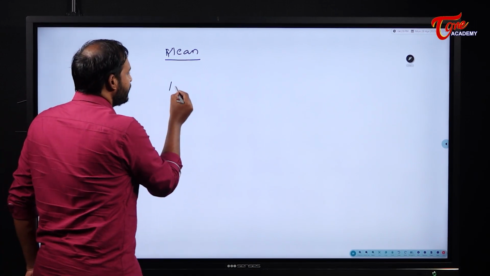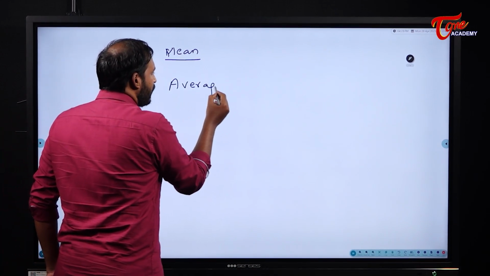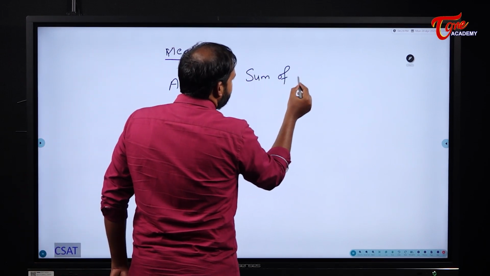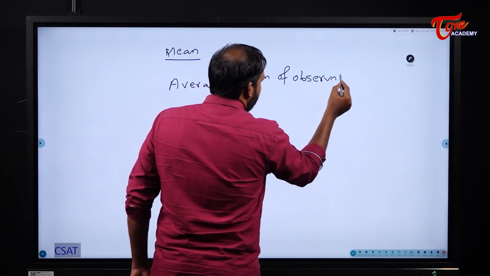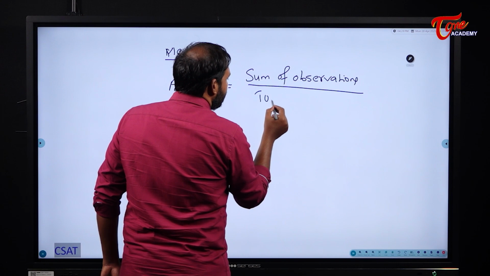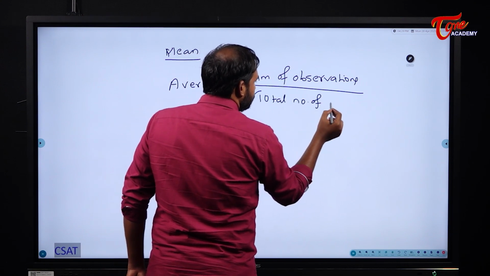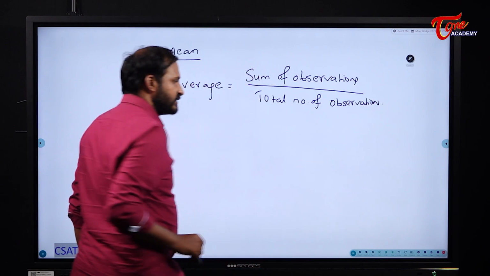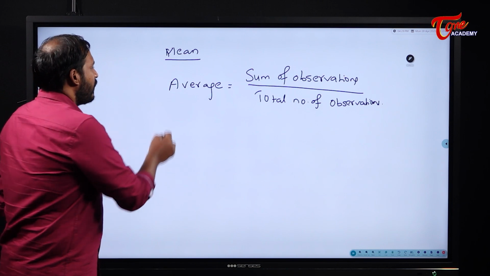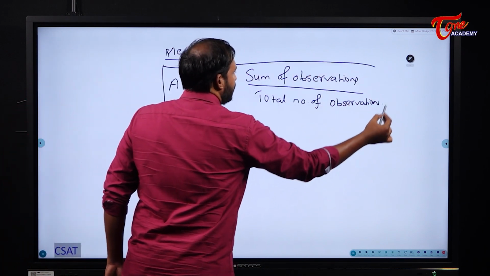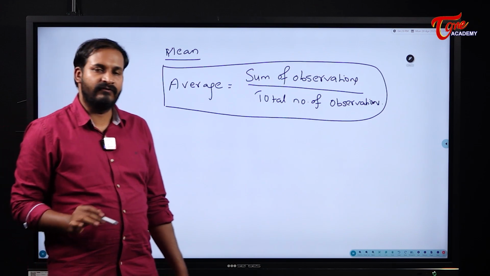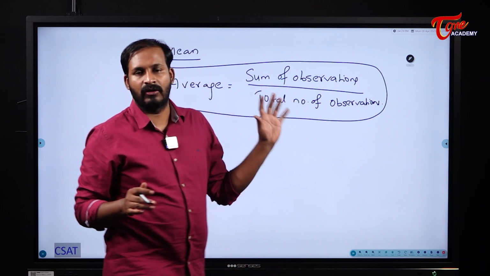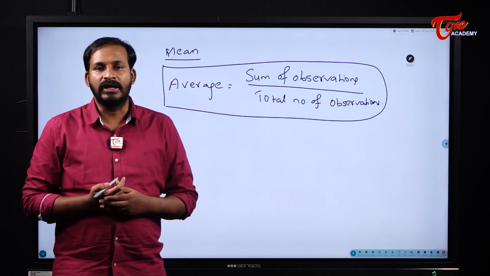For example, if I want to find the average, the only formula for average is the sum of the observations by the total number of observations. This is the only formula, not only for average, the same formula we can also use for mean. If they give you some observations, we will take the help of this formula. We will simply add all those observations and divide it by the total number of observations.